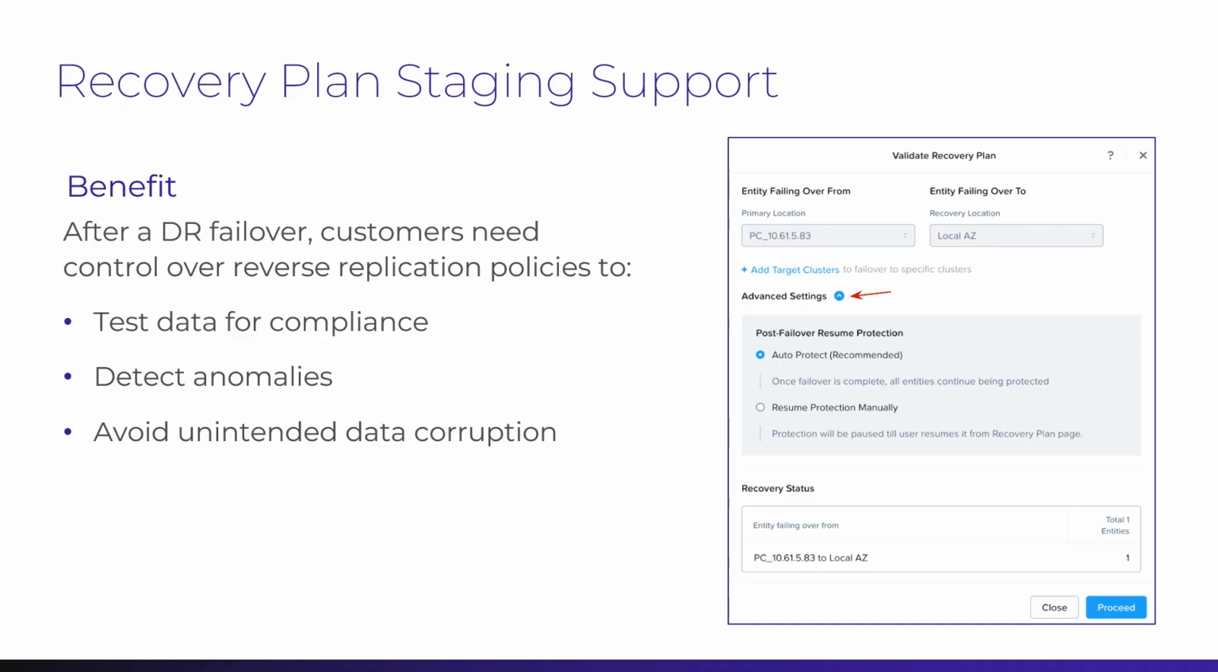So as you can see in the right-hand side of the screen, I have a picture of a recovery plan, which shows the location for the setting, which is under advanced settings in the recovery plan, and there's now two new options. So there is the auto protect option, which is the default behavior, and this is basically the automatic resync or re-replication of data back to the primary. And the second radio button is resume protection manually. And this is the button that a customer would want to choose if they want to validate their data prior to starting replication back to the primary.